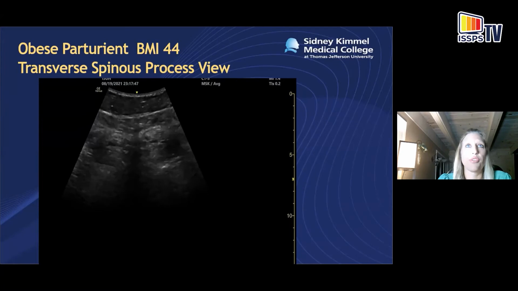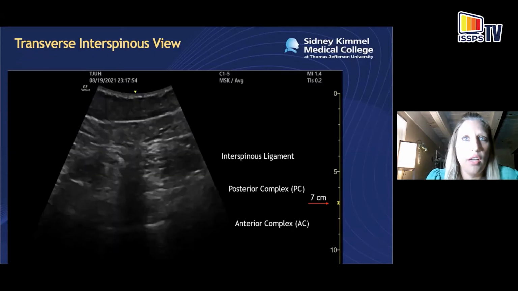why practice is important. So here we have, looking at the transverse interspinous view in an obese parturient with a BMI of 44. And there we can see the shadow of the spinous process, and then the hyperechoic lamina on the sides, and just all that dropout, because we're not going to see anything behind the spinous process. And then we move into the interspinous view. So then we could see the shadow of the interspinous ligament.